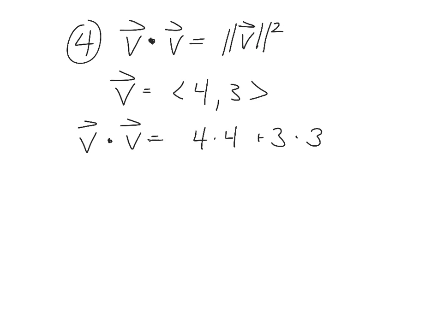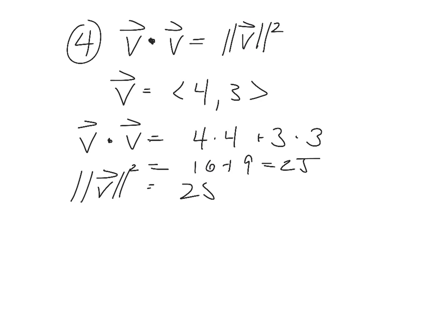which equals, and this should look very familiar, it should look exactly like the Pythagorean theorem, which it is, which equals 16 plus 9, which equals 25. And so the magnitude of v squared equals 25. So the magnitude of v equals 5. Easy peasy.